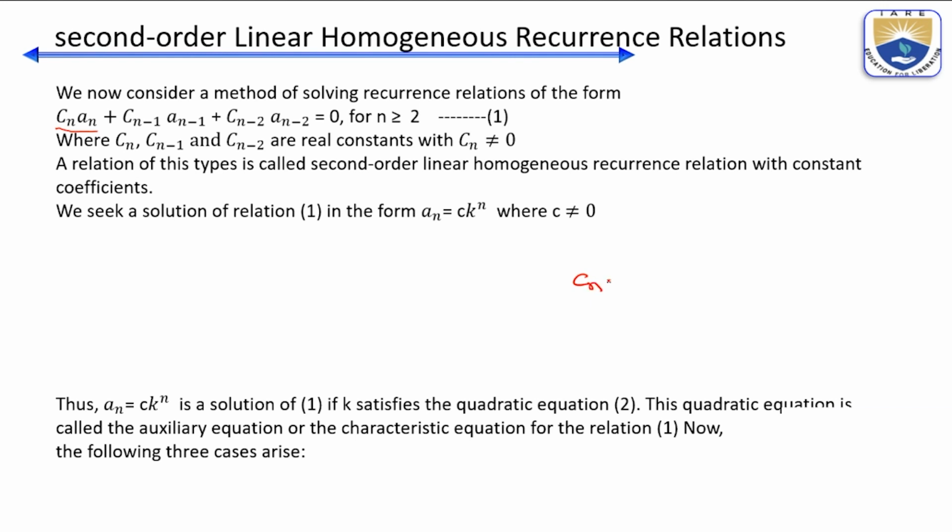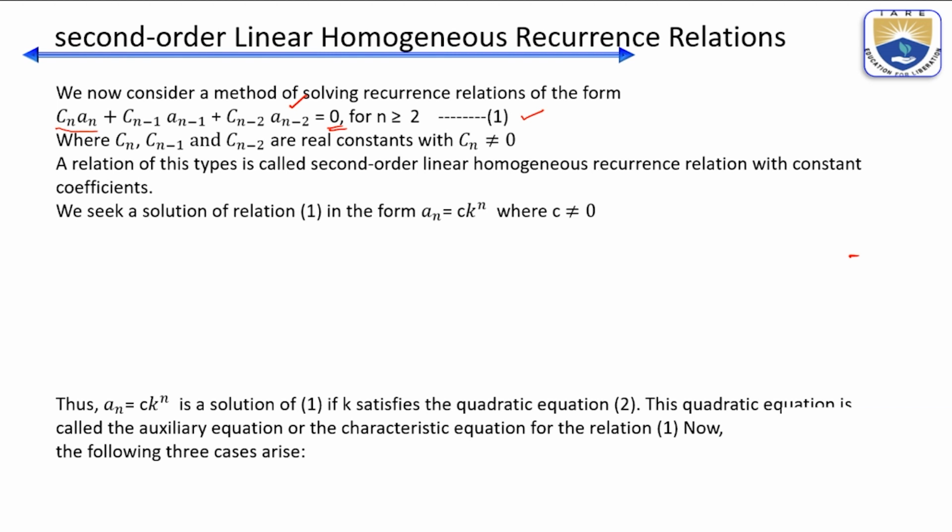Suppose if I am taking Cn an plus Cn minus 1 an minus 1 and plus Cn minus 3 an minus 3 equals to 0, this is the third order linear recurrence relation. Now, the right hand side, if I am going to consider it as 0, then it is homogeneous, otherwise it is non-homogeneous. So here we are considering up to an minus 2 for n is greater than or equals to 2. So this recurrence relation is known as a second order homogeneous recurrence relation.